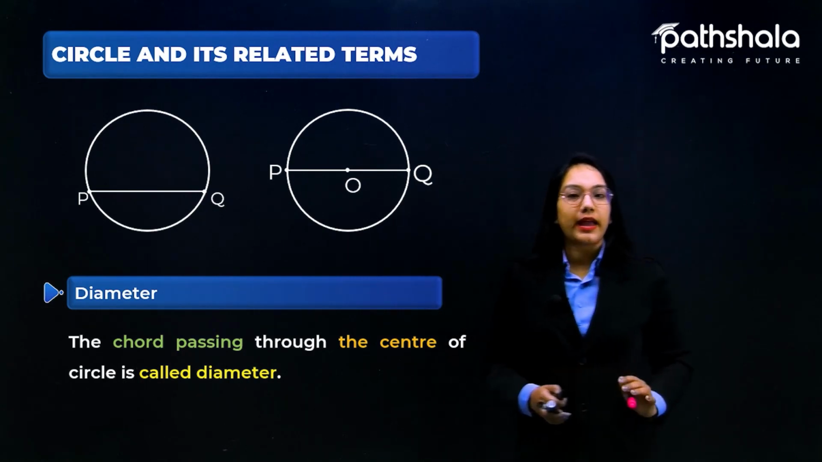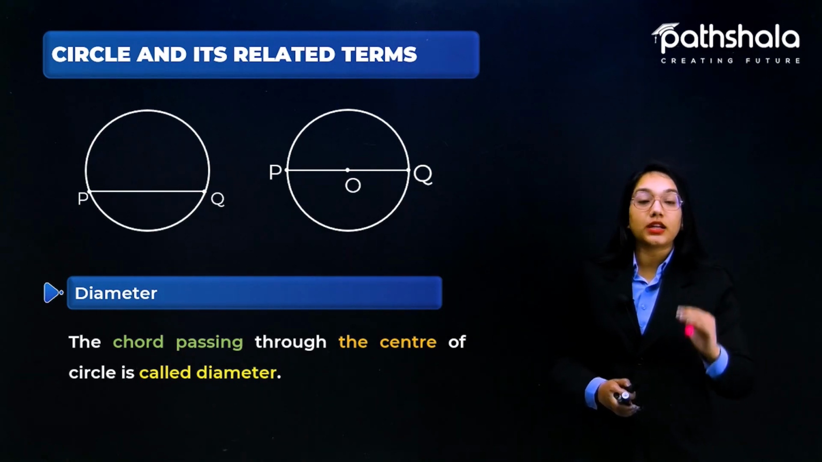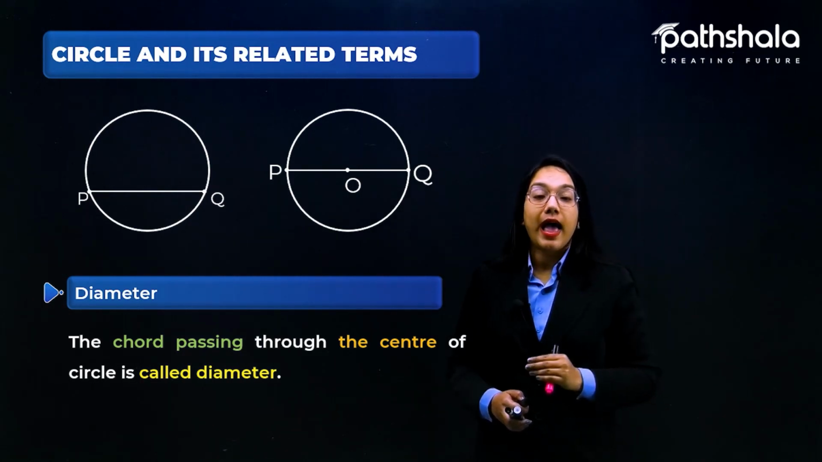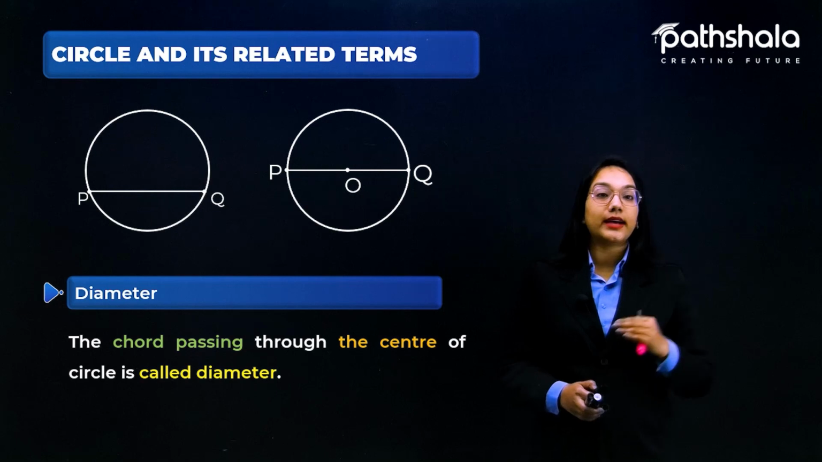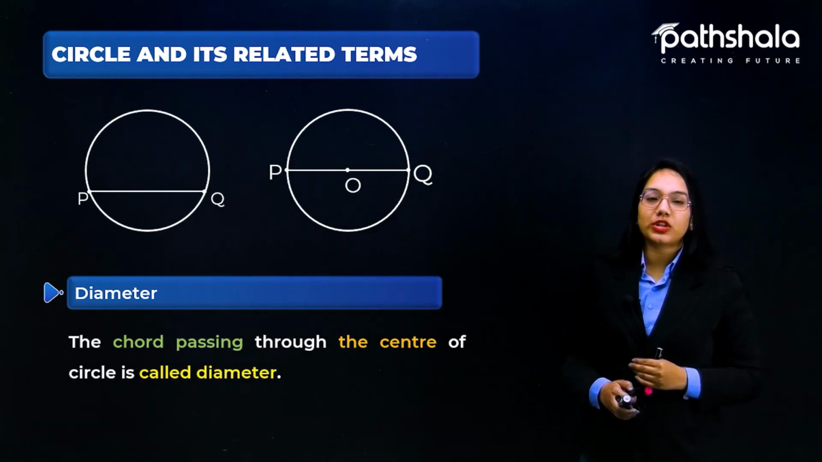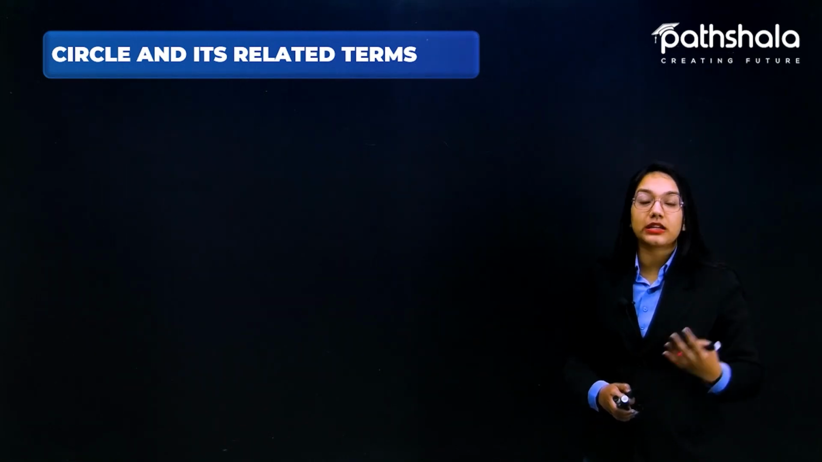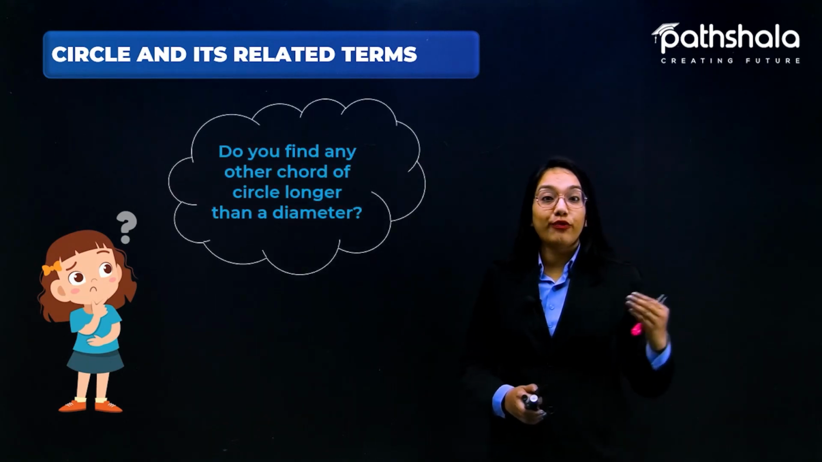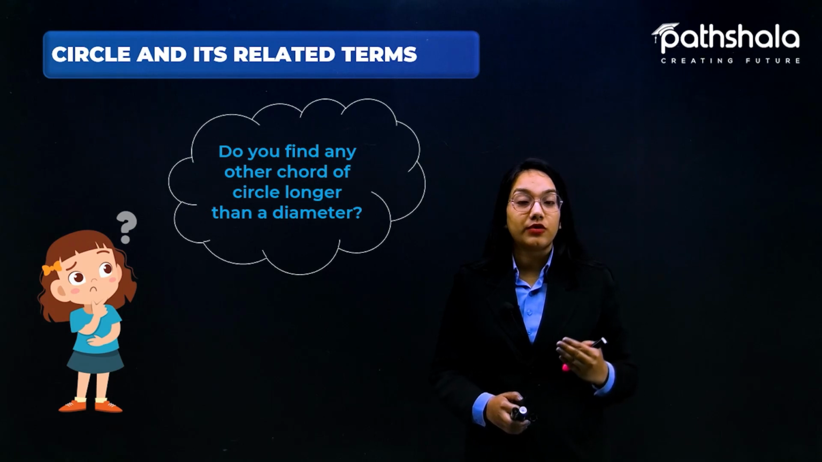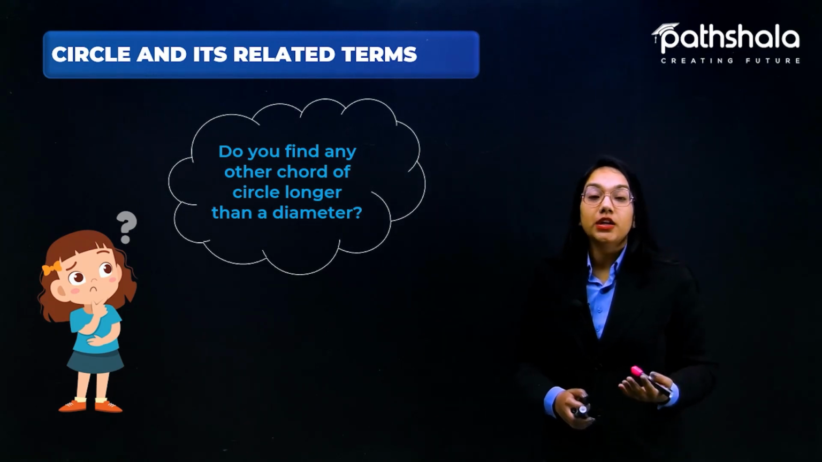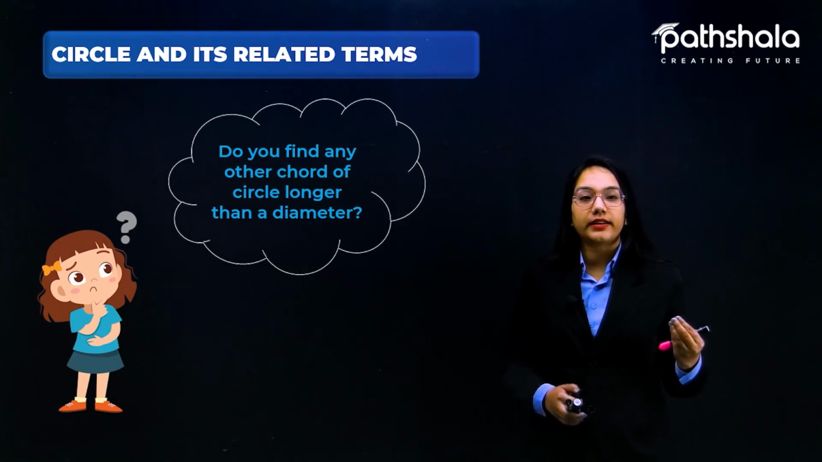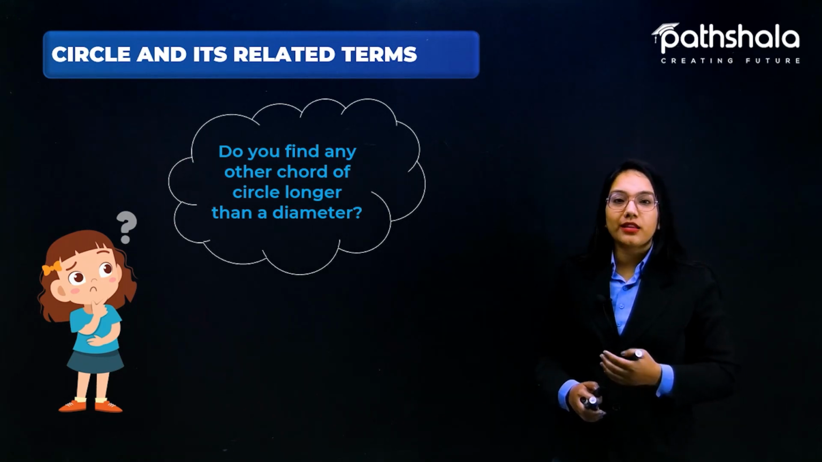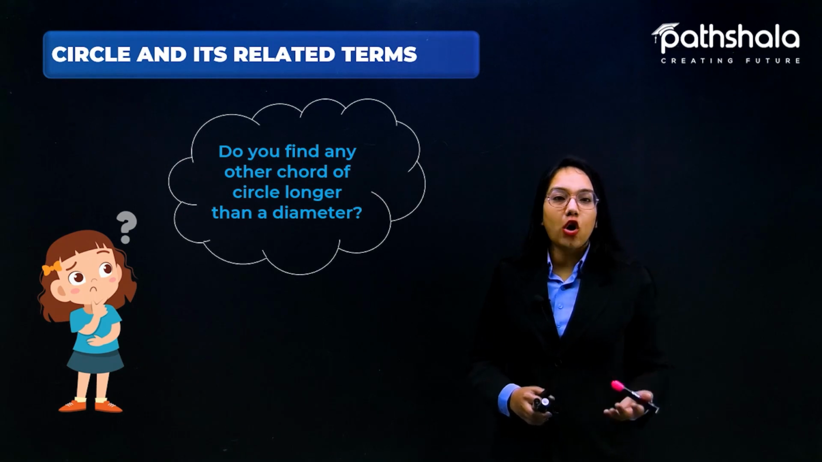So this is all about the diameter, which is the chord passing through the center of the circle. Now suppose a question arises: can you find any other chord of the circle which is longer than the diameter? This question is related with the chord and the diameter.